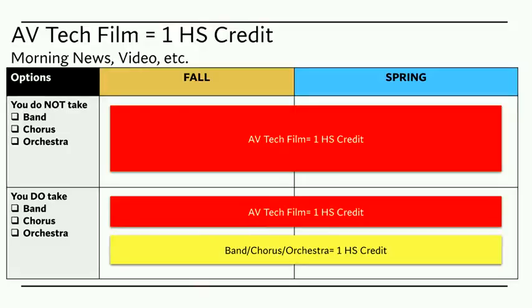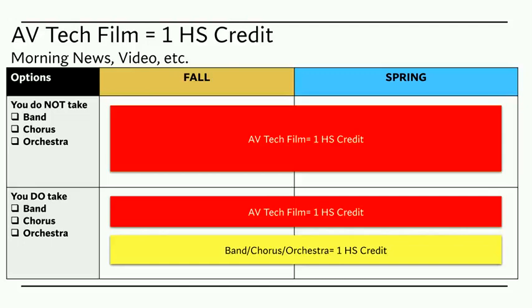Okay, so let's dig into those high school classes. Up first, we have AV Tech and Film. This is a year-long class, so that means that you're going to receive 1 high school credit. This class is also known as the morning news or broadcasts, and you will be working a lot with audio and video and technology. So here are your options.